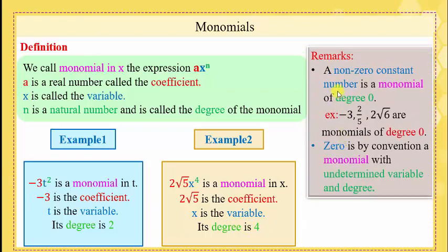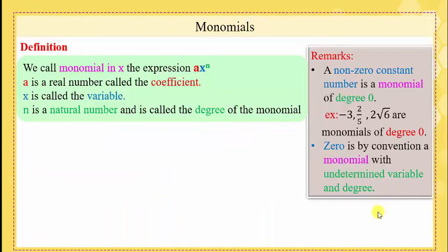Important remarks. A non-zero constant number is a monomial of degree 0. Example: minus 3, 2 over 5, 2 radical 6 are monomials of degree 0. 0 is by convention a monomial with undetermined variable and degree.